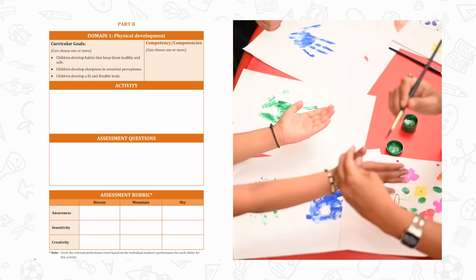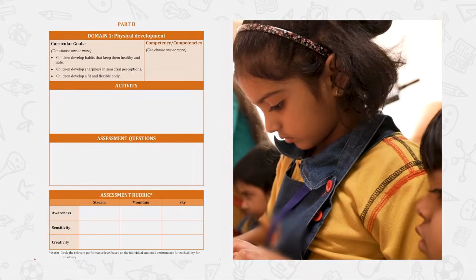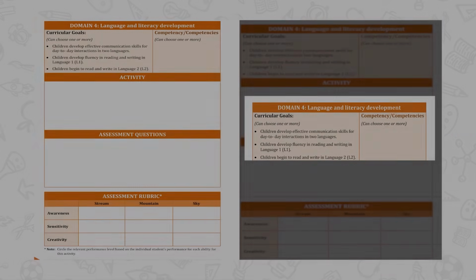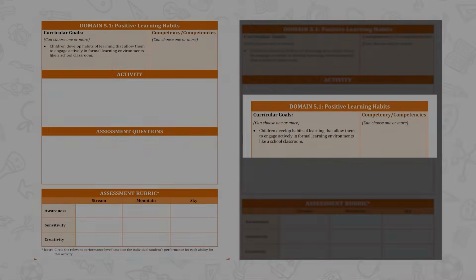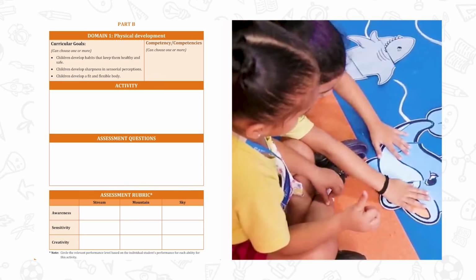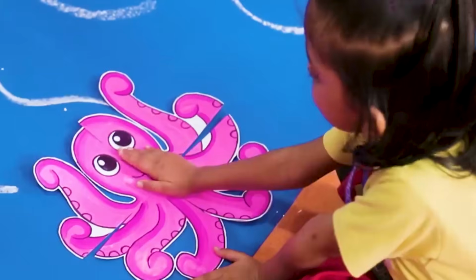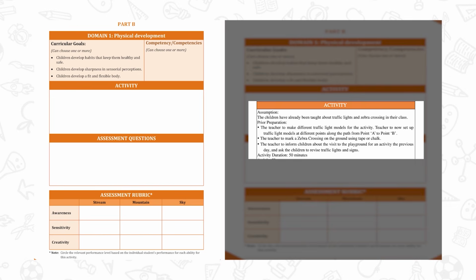Part B presents a framework that will be used for different classroom activities across domains like physical development, socio-emotional development, cognitive development, language and literacy development, aesthetic and cultural development, and positive learning habits. When the teacher plans an activity, they are encouraged to map it to the relevant curricular goals, competencies, and learning outcomes. They need to record the activity flow based on their plan.